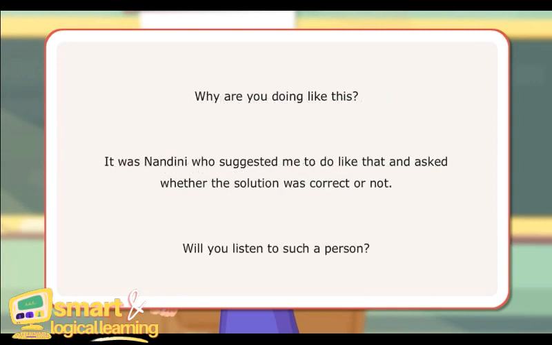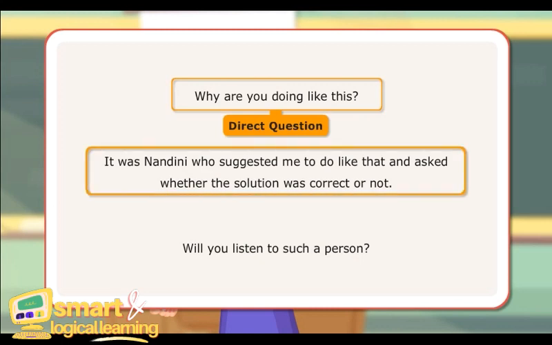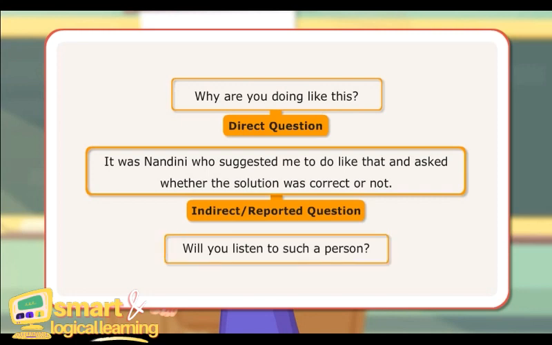Here are the example sentences. Why are you doing like this? Direct question. It was Nandini who suggested me to do like that and asked whether the solution was correct or not. Indirect or reported question. Will you listen to such a person? Direct question.